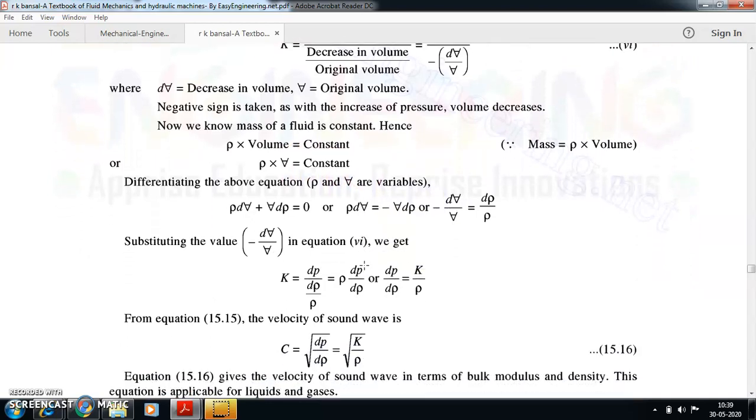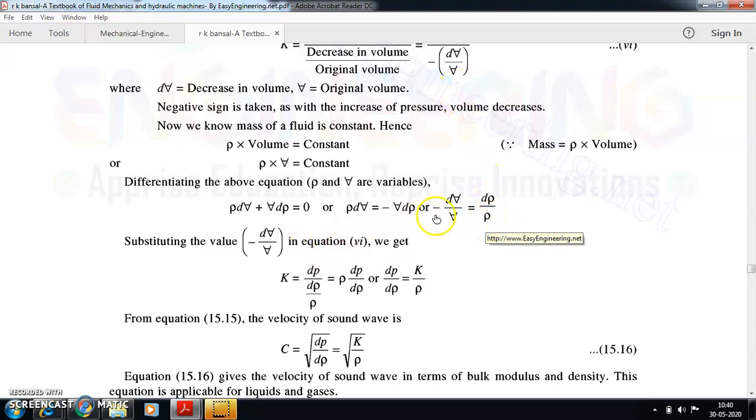Differentiating the above equation, partially differentiating both of the variables, rho into dV plus V into d rho will be equal to 0. When I differentiate a constant, I get 0. So rho dV will be equal to minus V d rho. We can rearrange this and write that minus dV by V will be equal to d rho divided by rho. That means I am relating the change in volume to the change in the density. So minus dV by V can be replaced by d rho divided by rho.